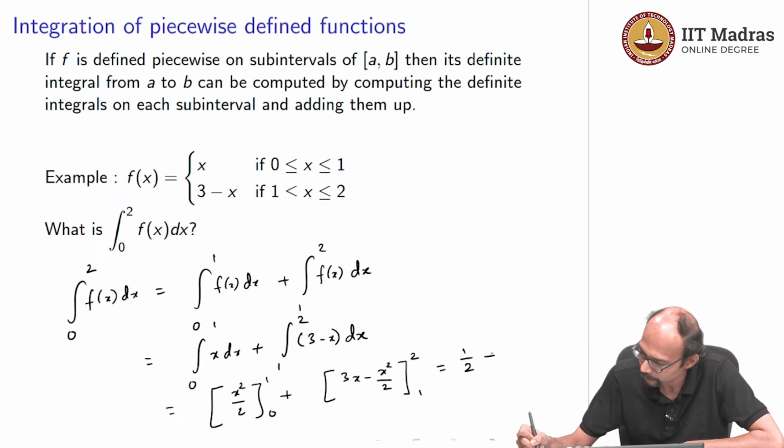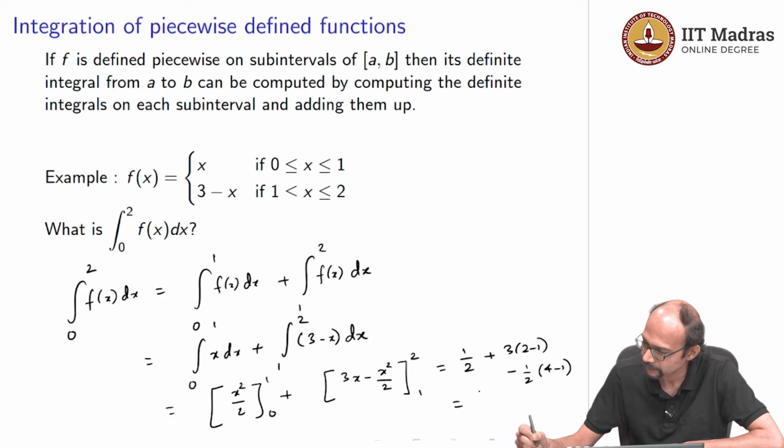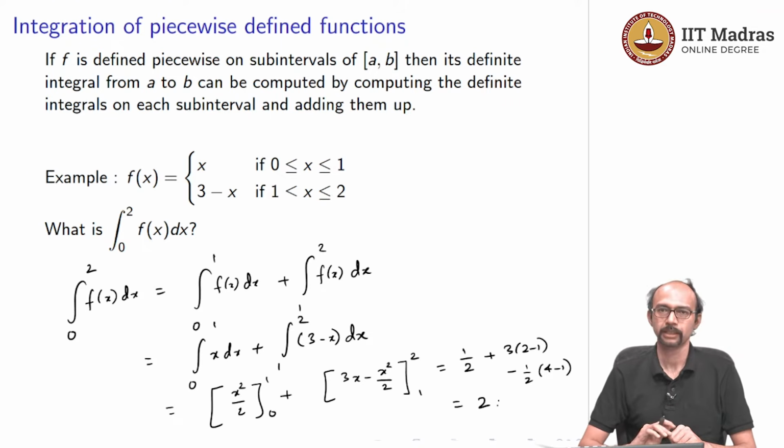So, this is half plus 3 times (2 minus 1) minus 1 half times (4 minus 1). So, this is half plus 3 minus 3 by 2. Half minus 3 by 2 is minus 1, and then 3 minus 1 is 2. So, this is what you should get. The answer is 2.